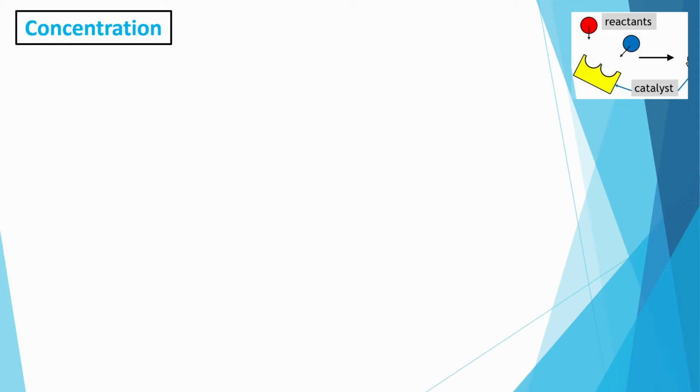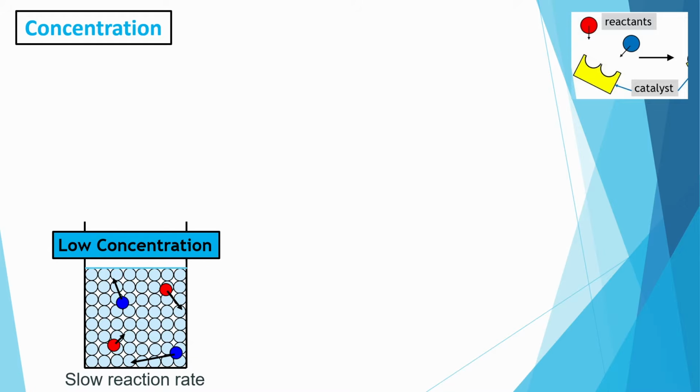Okay, let's look at concentration first. Here's an example of a solution that has two reactants in it, and they are at a specific concentration. I'm going to call this a low concentration. Reactant A, the red particles, and reactant B, the blue particles. In order for this reaction to occur, those two have to hit each other.